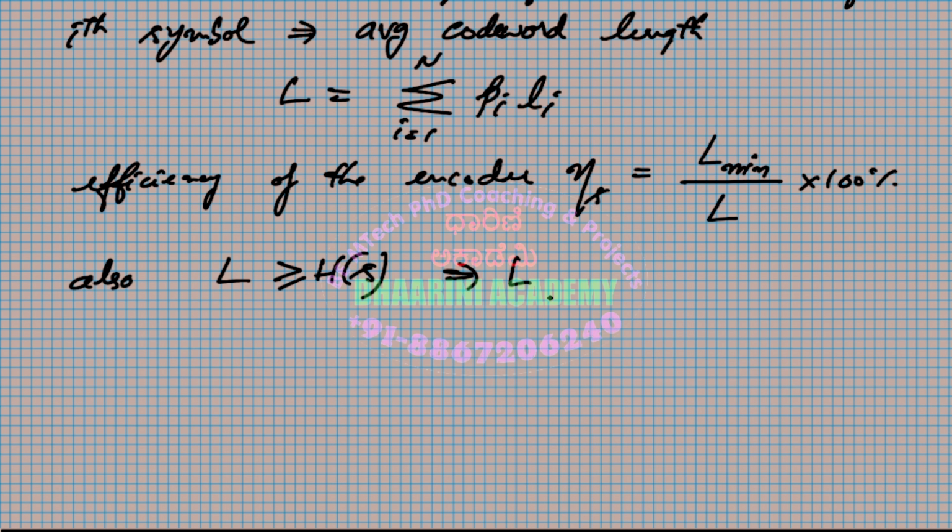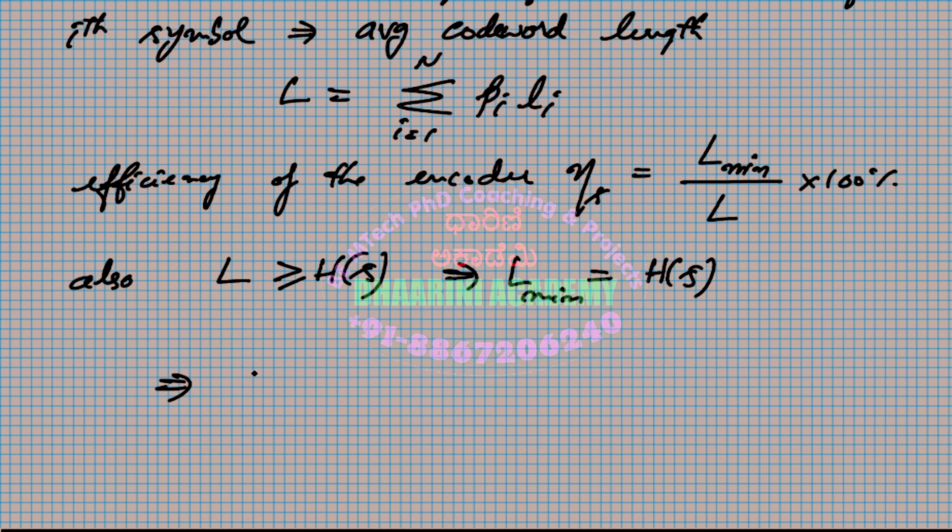That means L minimum, whatever is the minimum length you want to represent, should be equal to H of S. This is actually the theorem which I was talking about. We gave a statement that the source coding theorem says that the minimum length of a message that you can represent is equal to the entropy of the message source, right? So since that is the case, I'll substitute.